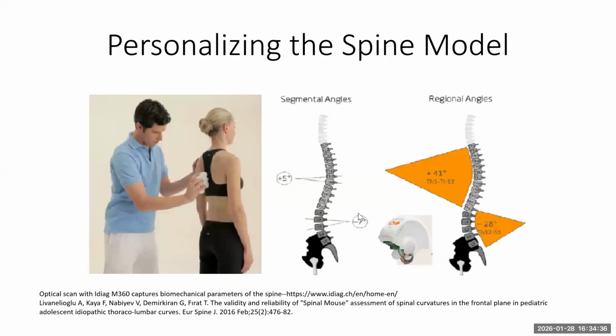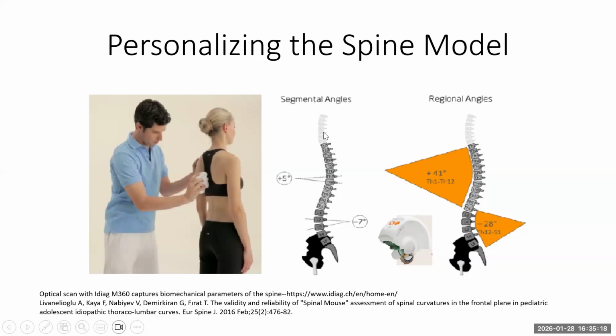But before that, let's talk about the personalization of the spine. So to get a good 3D model of the spine with all the parameters of flexibility of the local segments and the discs and so on, you really have to have a very high quality CAT scan or biaxial X-ray. There is a company that makes an optical scanner. It's called the IDIAG M360. It's made in Switzerland. And they use it to measure the spine parameters.